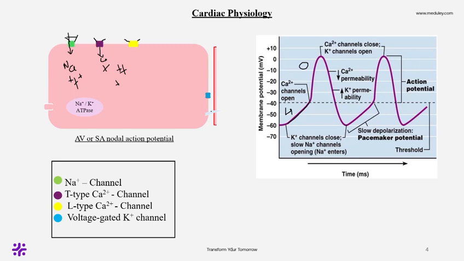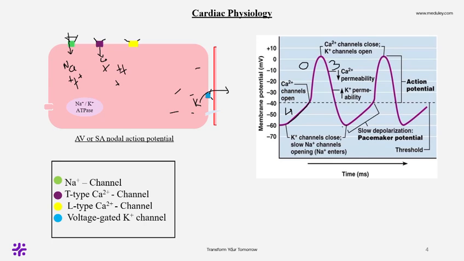the potassium channel gets activated and it opens. As it opens, potassium moves out of the cell, making the cell negative. As the cell starts to become negative, it will move from the peak to the resting membrane potential, and this phase is called phase 3.